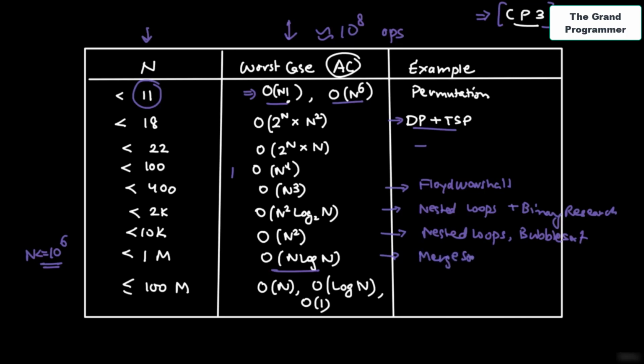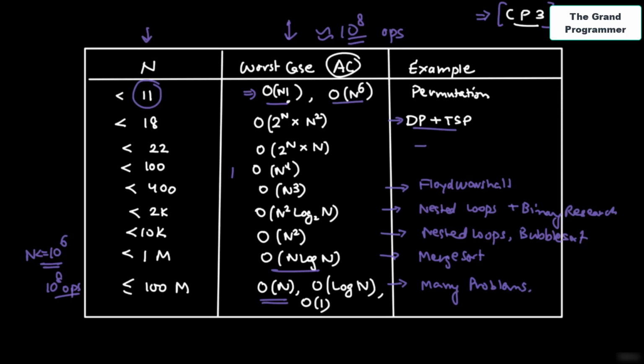We also have 100 million, that is 10 power 8 operations. In a lot of problems you may find 10 power 8 operations. So the worst case could be order of n, because that is equal to this one, or it could be log n, or it could be a constant operation as well. So you cannot exceed more than n. In many problems, like linear search, you will have this kind of complexity as well.